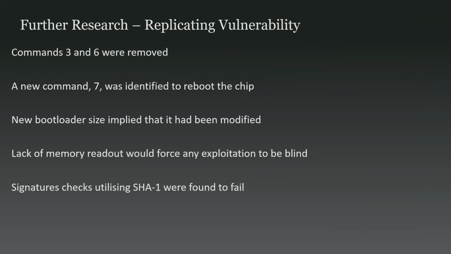I found that commands 3 and 6, these being the smaller deployment of code command and the firmware readout command, were no longer available. However, command 7 was identified, but all it did was reboot the chip. A new bootloader size implied that the firmware bootloader had been modified in some way, meaning that I'd probably have to do something a bit different in order to exploit this. And due to the lack of memory readout, verifying what I'd done before would not be as easy, and I'd have to do any exploitation blind anyway. Also, I found that trying to upload firmware using a SHA-1 hash was not possible anymore.